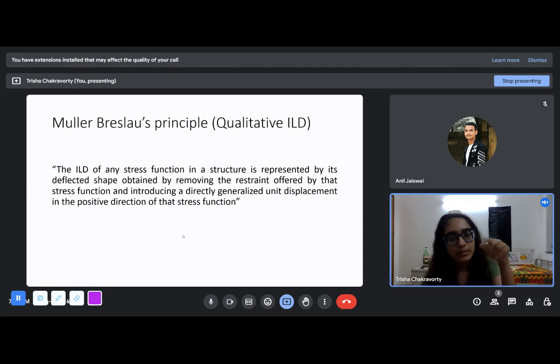suppose x square by a square plus y square by b square is 1. Then you know how the ellipse will look, but unless you know the values of a and b, you do not actually know the exact values. So that is what a qualitative analysis is known as.